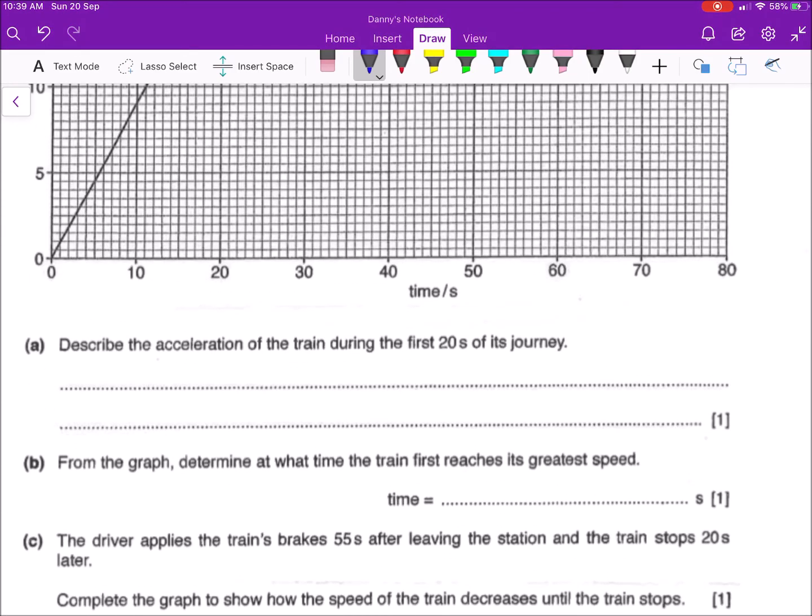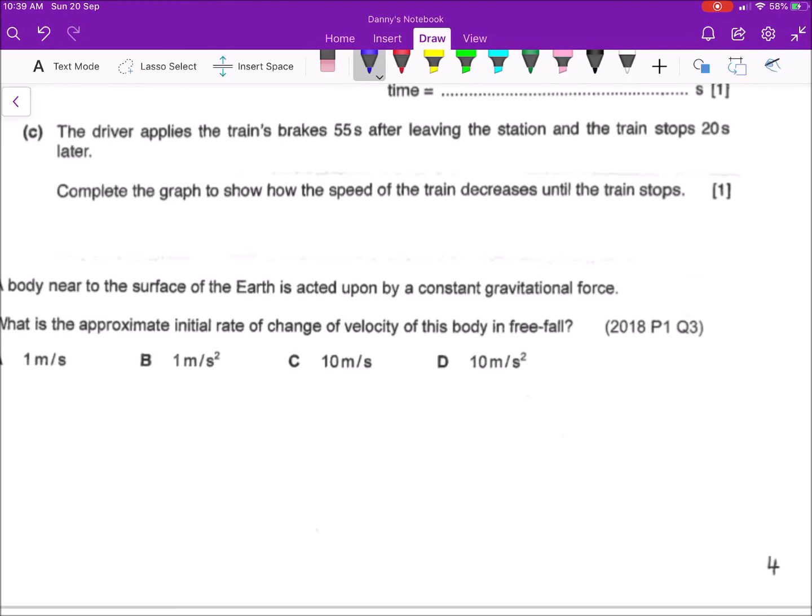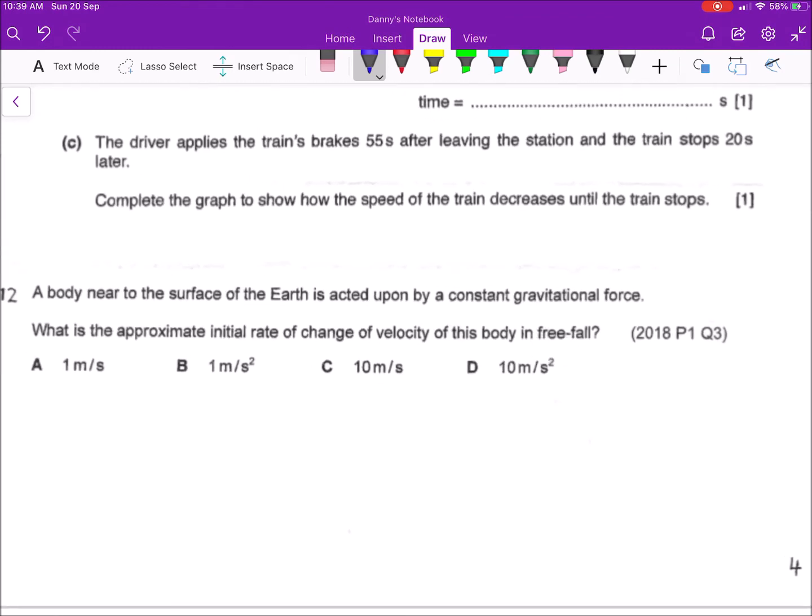So for the structure question, we will go through in class. Like I said, the video will only cover the MCQ. So let's look at this. I have an object that is near the surface of the Earth, and it is acted upon by a constant gravitational force. So what is this weird long name called constant gravitational force? It means it is the weight. And very quickly, you should have in your mind the formula for the weight, which is mass times gravitational strength.